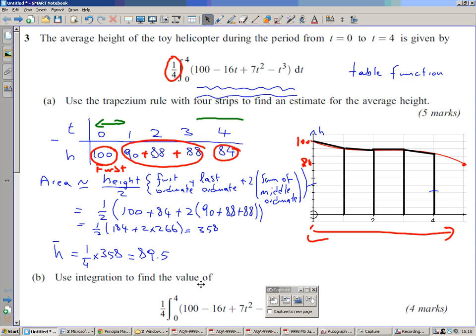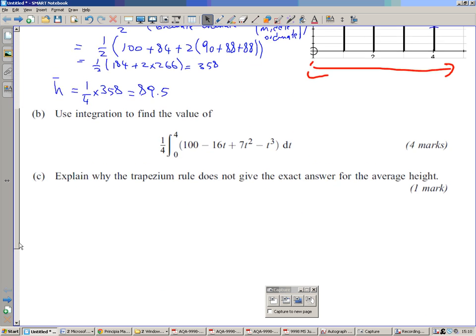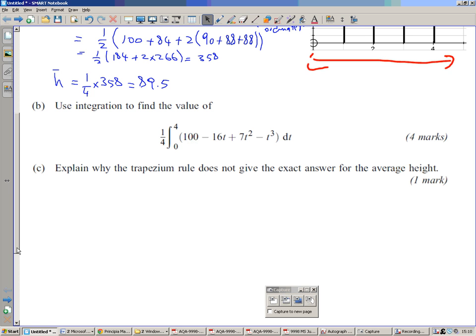Okay. So now we're going to use integration to work that same number out, working the exact number out using integration. Now you can get the answer on your silver calculator, but you need to show your work. So what I suggest is doing something like this. Integral from 0 to 4, leave out the quarter to the end, as long as you remember the quarter at the end, of 100 minus 16t plus 7t squared minus t cubed dt.